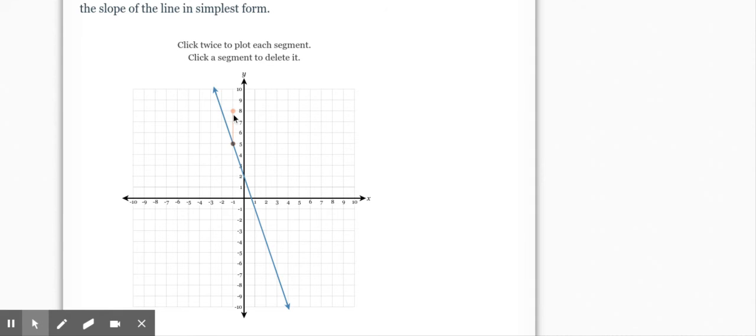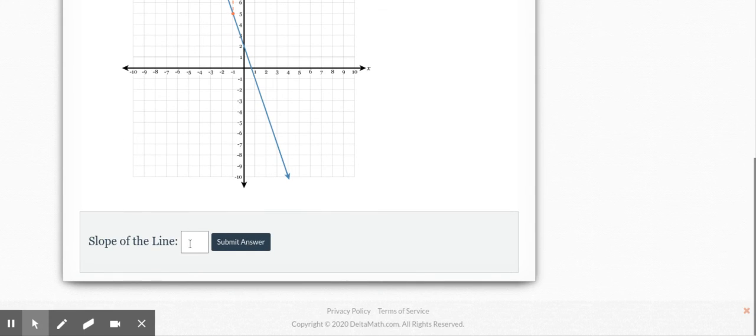So my first orange segment is the rise, and then I'm just clicking on that point again and making one more to show my run. So here I rise +3, and I run, if I'm going to the left, that's a -1. So my slope here is 3 over -1. And you can see this line is pointing down, so it does make sense that we're going to get a negative answer here for our slope. So your answer, 3 over -1, should simplify to -3.